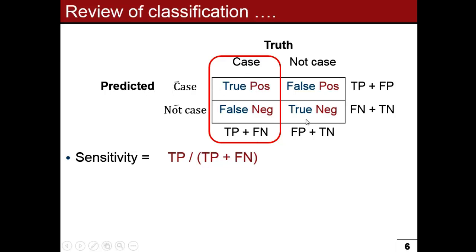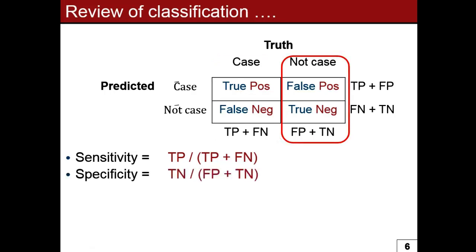How many of the cases did our tool detect? It's the true positives over the true positives plus false negatives. So it's the upper left cell over the column total of the cases. That's the sensitivity. And on the other side, we have specificity, which is how many of the truly, divinely known non-cases did we say were not cases? How many of them did we correctly pick up as non-cases? So it's this lower right cell over this column.